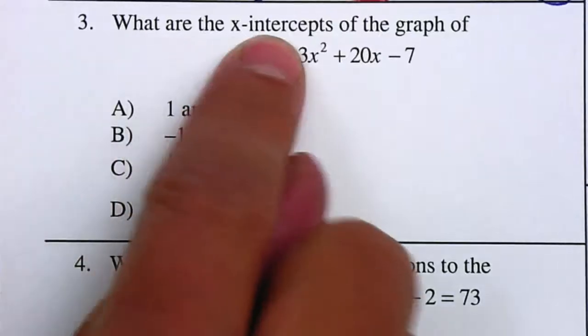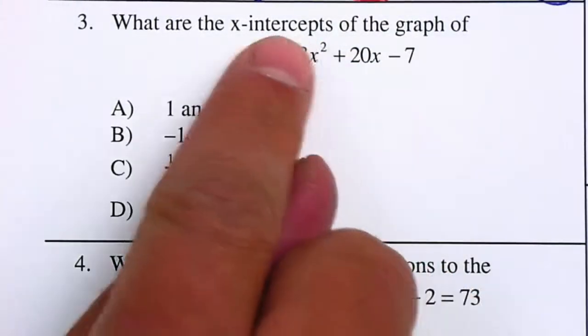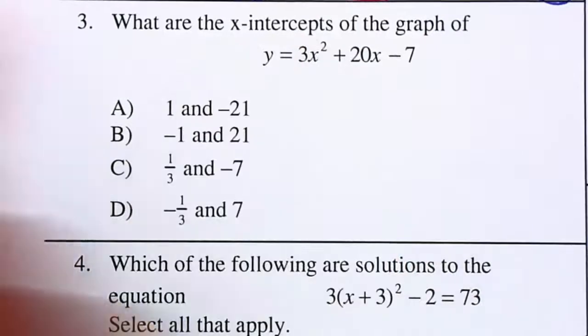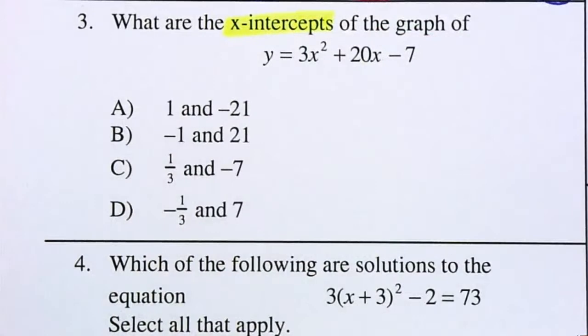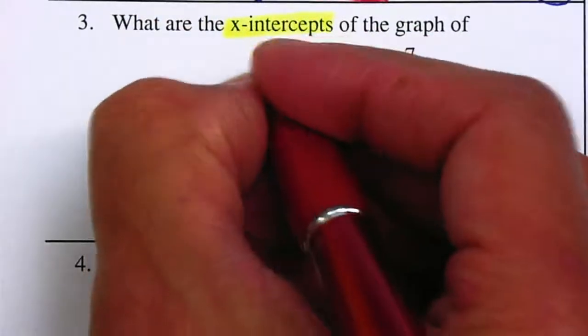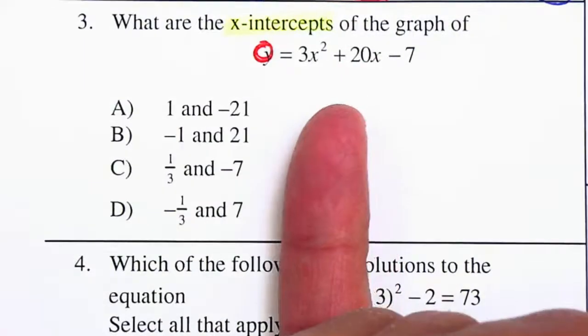What are the x-intercepts of the graph? They give you a quadratic equation and they want you to find the x-intercepts. Remember, to find the x-intercepts, we need to let the y equal 0. And from there we can use different methods to find the x-intercepts.